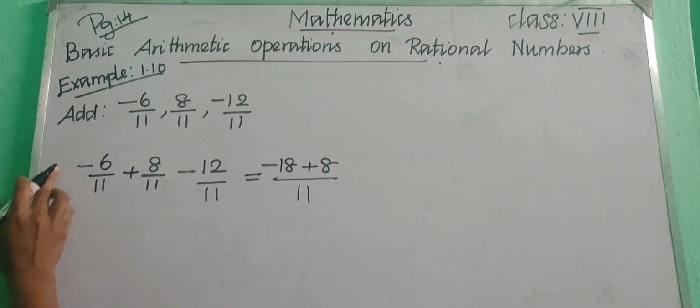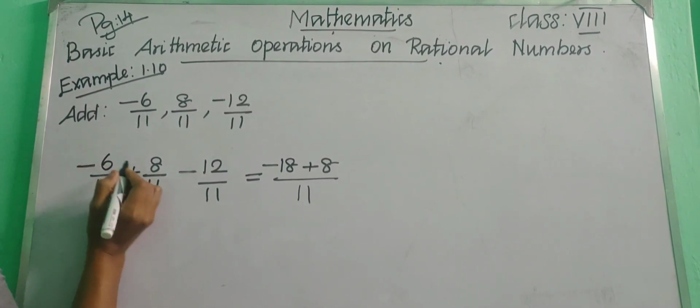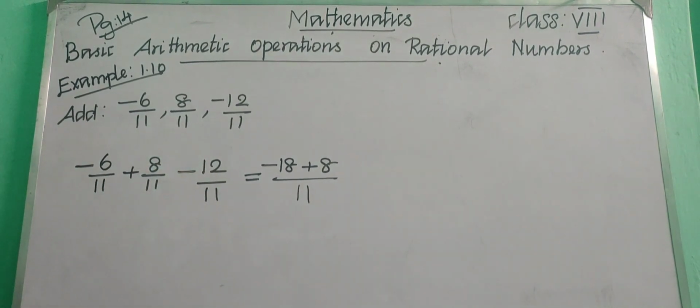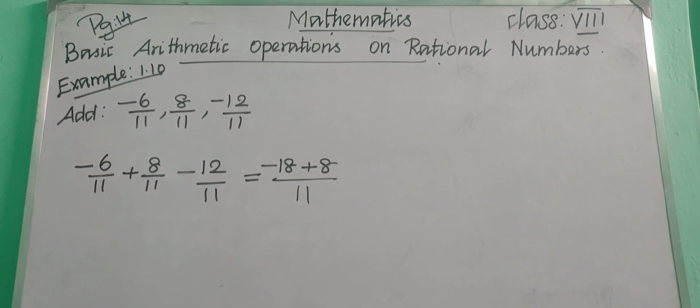Okay, children, simply I had chosen only the same sign. Here we are having my negative sign. Okay, negative, and also here also we are having negative sign. Okay, so those two are same signs, so I just added and put the same sign.